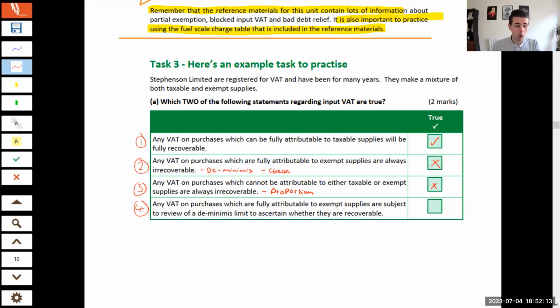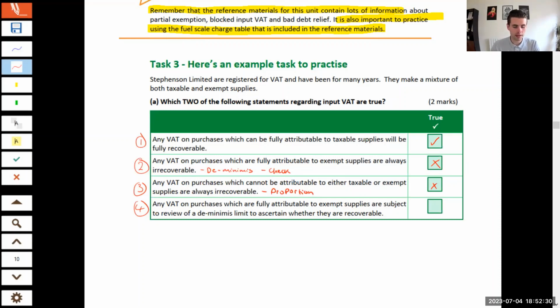And last but not least, I'm hoping this is correct because I need 2 ticks and I've only got 1 option left. Any VAT on purchases that are fully attributable to exempt supplies are subject to a review of a de minimis limit to ascertain whether they are recoverable.